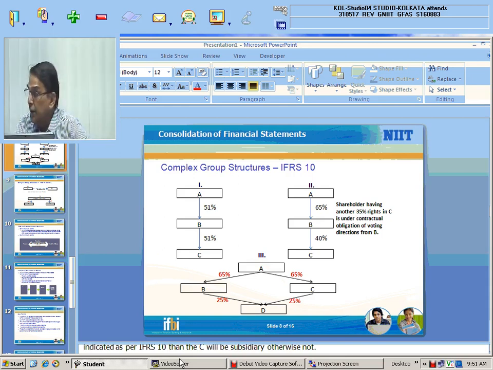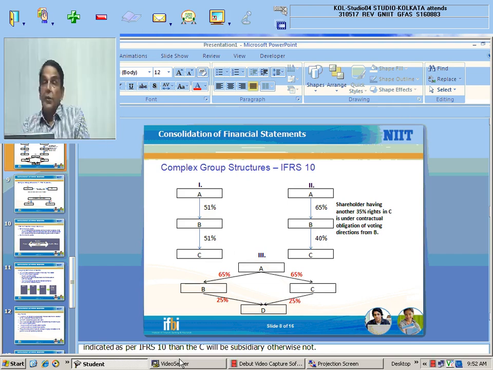Unlike in the other cases, where the subsidiary relationship between A and C is established through B, here there is a subsidiary relationship between A on one side and B and C on the other side. It is a straight, direct subsidiary relationship. Now we will come to some more complex group structures. I hope these three examples are clear to you.